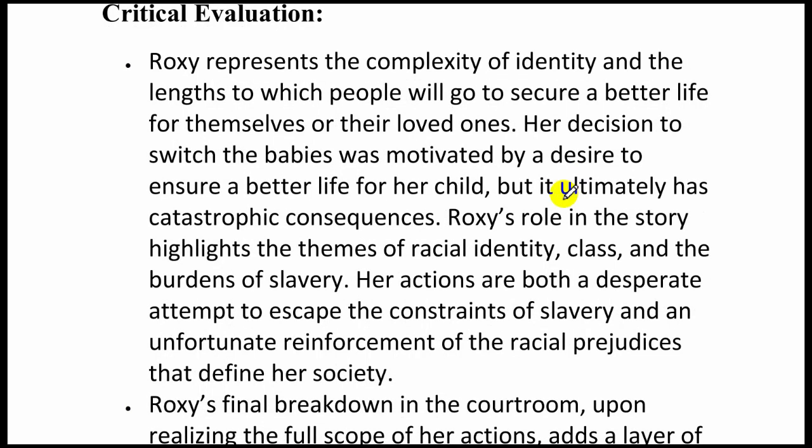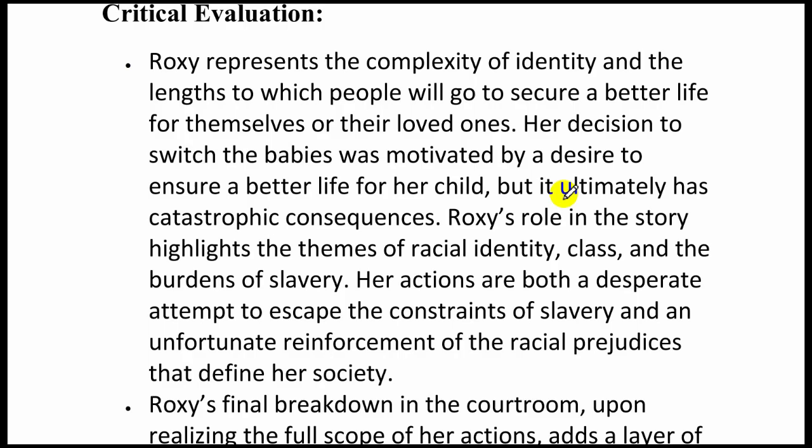Critical evaluation. Roxy represents the complexity of identity and the lengths to which people will go to secure a better life for themselves or their loved ones. Her decision to switch the babies was motivated by a desire to ensure a better life for her child, but it ultimately has catastrophic consequences.